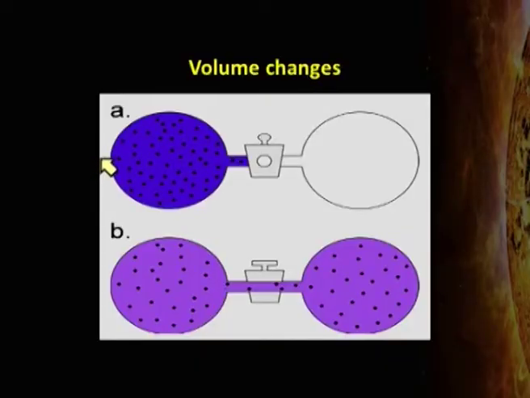In this figure, you can see that when a gas enclosed in this bulb is expanded, or we can say the volume is increased for the gas, molecules can occupy more positions, or we can say that these molecules are arranged more randomly.